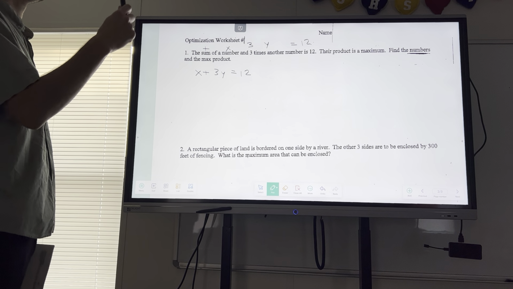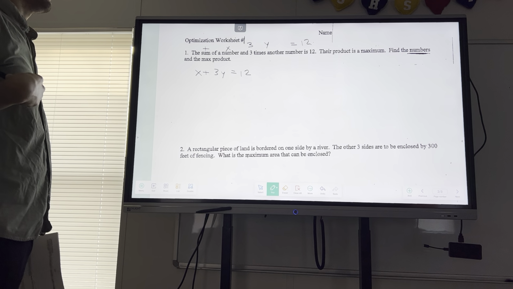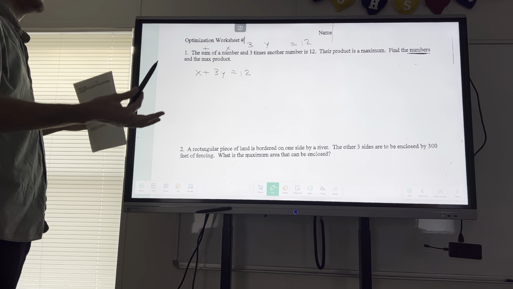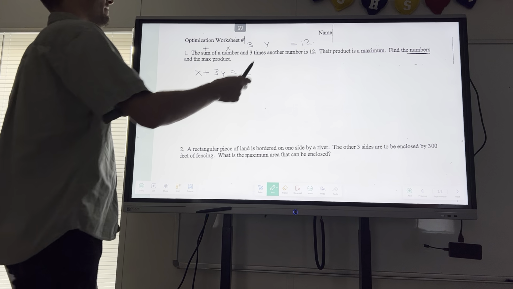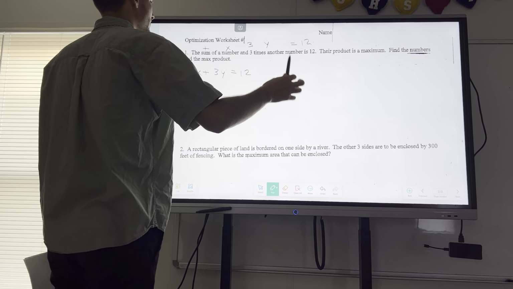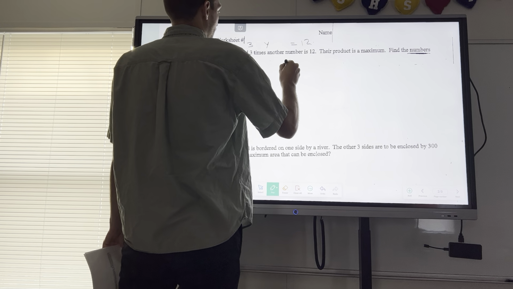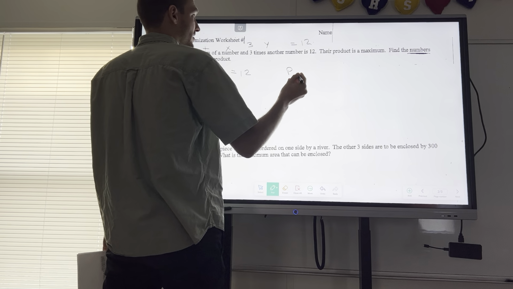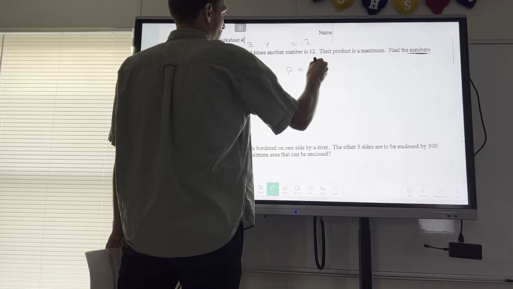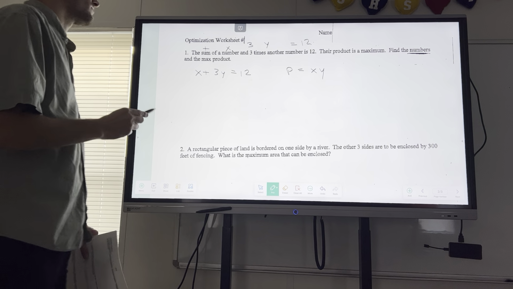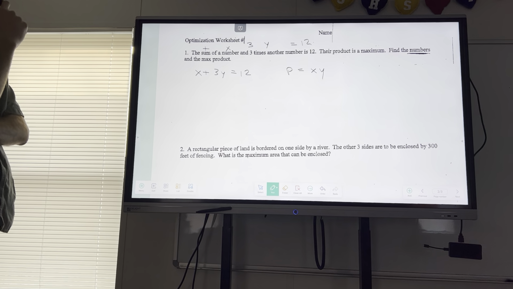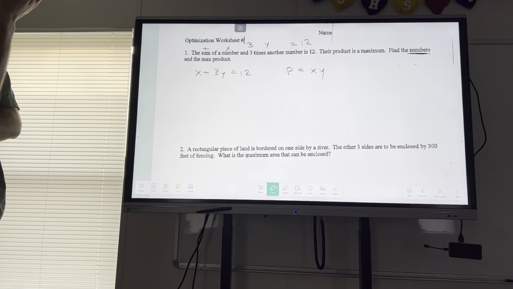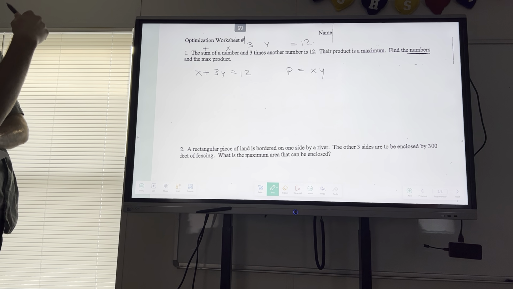It says that their product is a maximum. I'm assuming that means the two numbers. Find the numbers and the maximum product. So maybe we use P for product. I think these are two decent formulas. I think this is good enough.